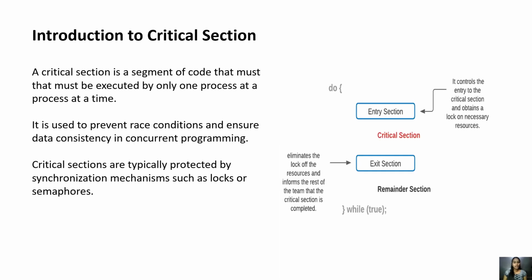Introduction to critical section. A critical section is a segment of code that must be executed by only one process at a time. It is used to prevent race conditions and ensure data consistency in concurrent programming. Critical sections are typically protected by synchronization mechanisms such as locks or semaphores.